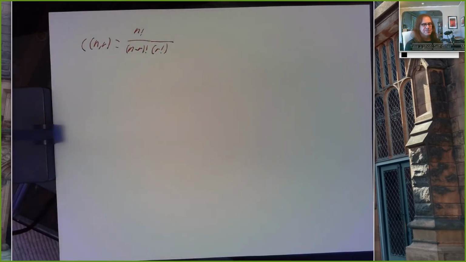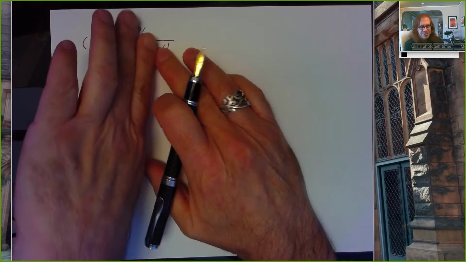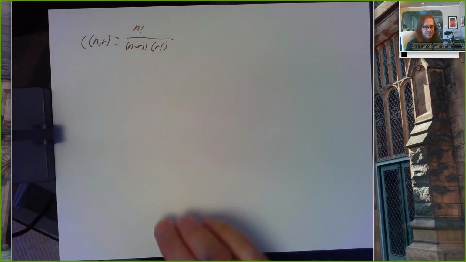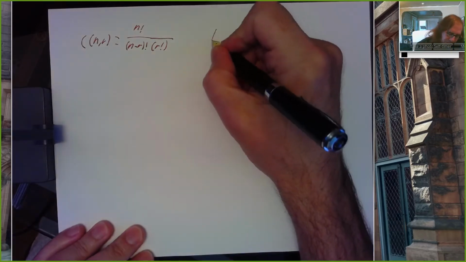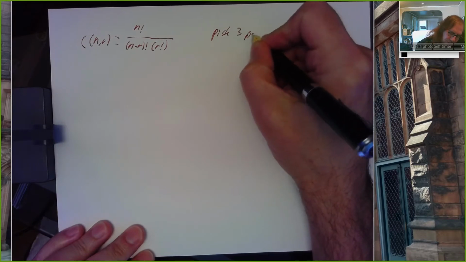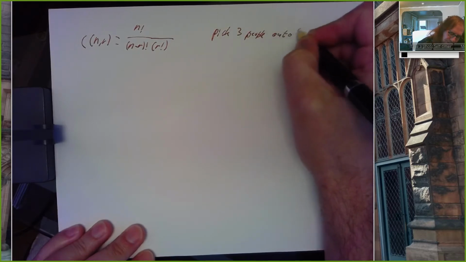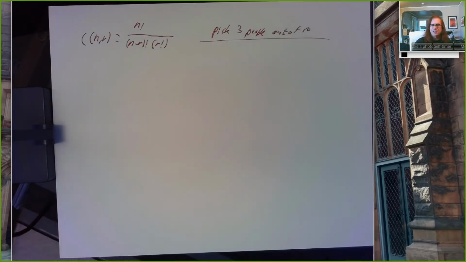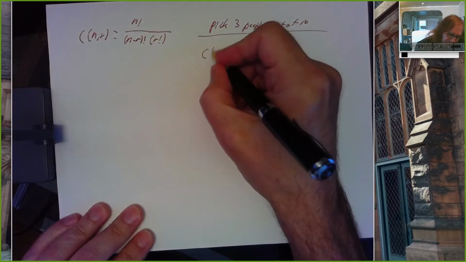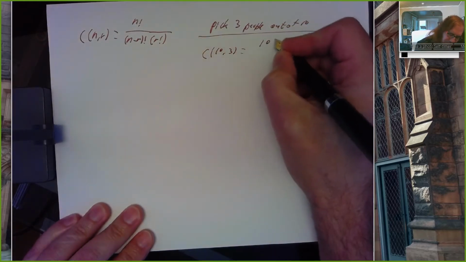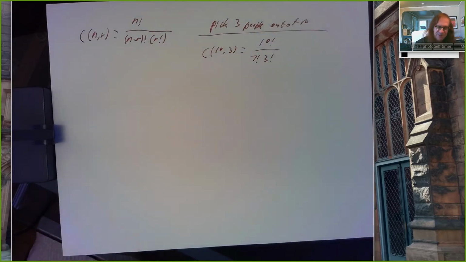Alright, so here's our formula for the number of r combinations of n objects. It's just the number of ordered arrangements divided by the number of possible orderings. So we treat two things that have the same elements but in a different order as being the same. And we looked at some examples of this, right? So pick 3 people out of 10. And we're not choosing who's first, who's second, who's third. We're just looking for a group of 3 people out of 10. That's just C(10,3), which is 10 factorial over 7 factorial times 3 factorial.